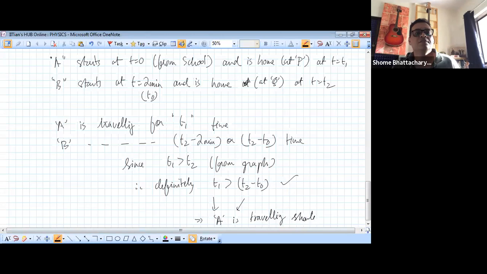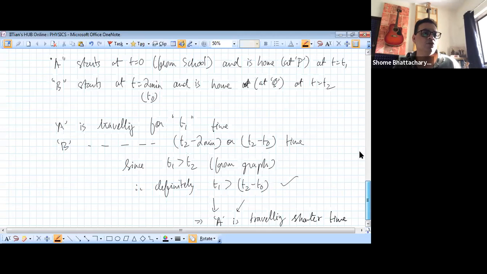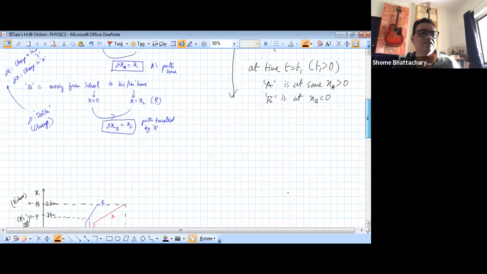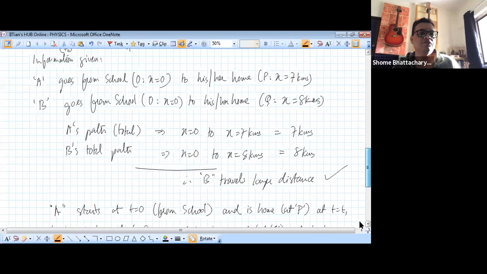For shorter time. A is traveling for shorter time. But then A is also traveling a shorter distance. You can see that also. At the same time, A is also traveling a shorter distance. B travels a longer distance, but A is traveling for lesser amount of time.